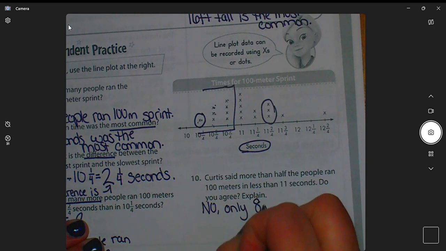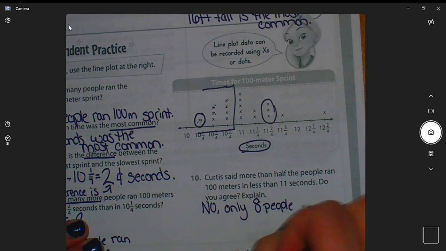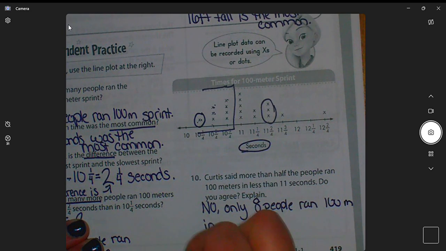Only 8 people ran 100 meters in less than 11 seconds.